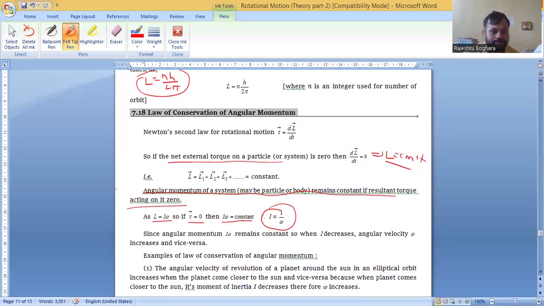Meaning the angular momentum I omega remains constant. So when I decreases, omega increases. When I increases, omega decreases. Okay?